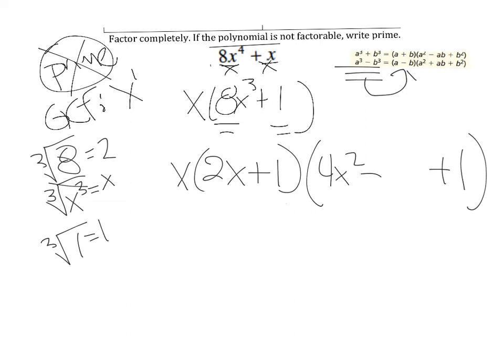Now I got to build my middle term. And my middle term, of course, comes from taking the 2x and multiplying it by 1, which is just 2x. So you can see that our GCF is involved in the answer. Here's the binomial from the pattern, and here's the trinomial. So this is our final answer.